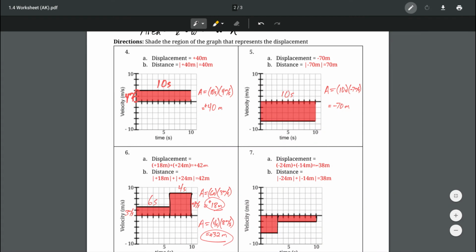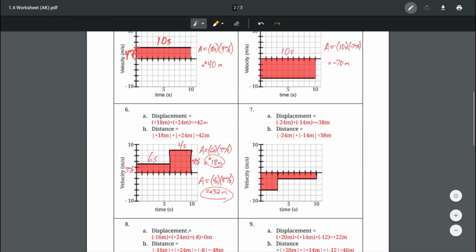So in number 4, the object is moving to the right the entire time. In number 5, it's moving to the left the entire time. But even in number 6 and 7, when the speed of the object changes, in number 6, the speed changes, but the velocity is always positive. So it's always moving to the right. And in 7, the speed changes again, but the object's always moving to the left. It always has a negative velocity.